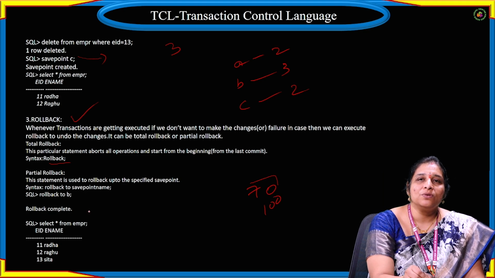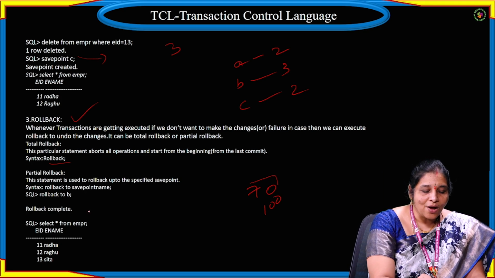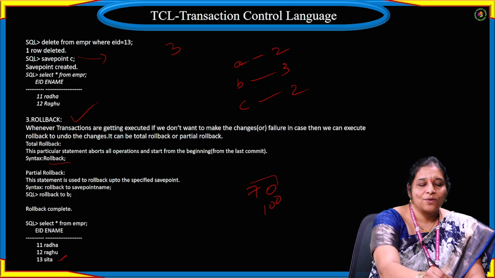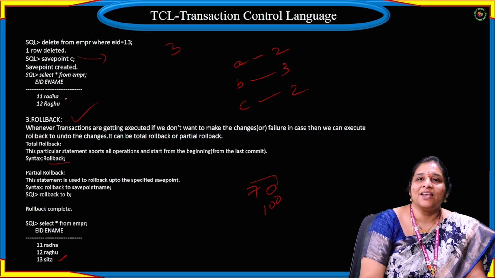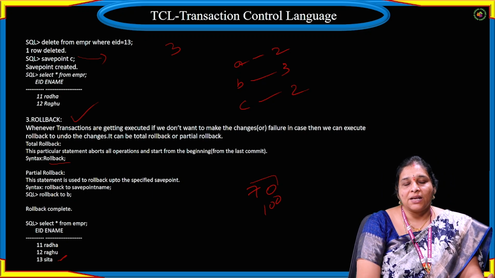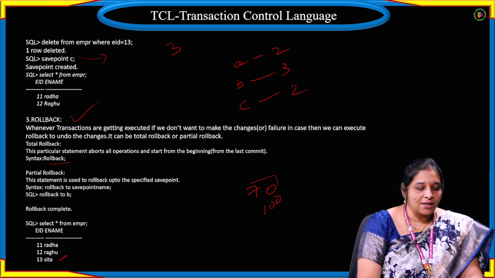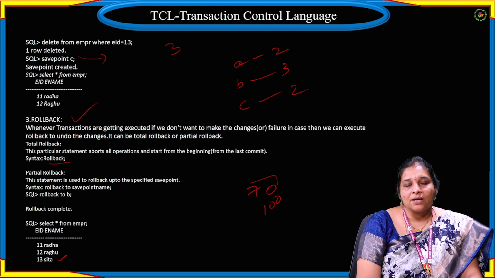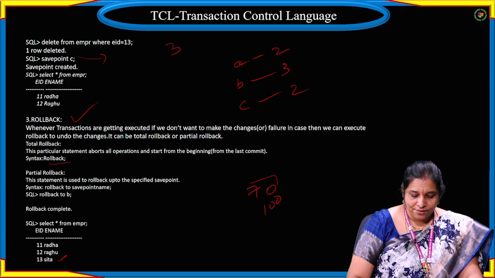So ROLLBACK TO savepoint name B. Now I will check what is happening. Select star from employee R. Then I see the deletion is undone. Previously we had 11, 12. Now once again I got back to the previous state, that is the B state. That is, my row with EID equal to 13 with ename as Sita is preserved.